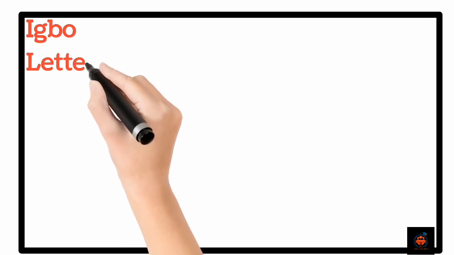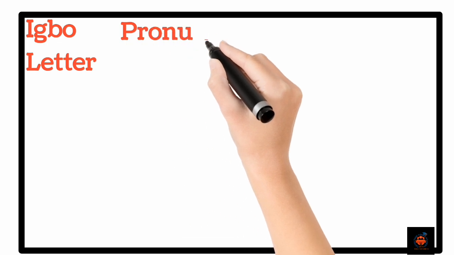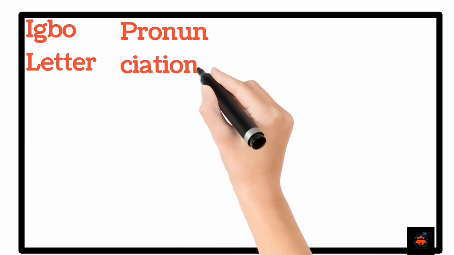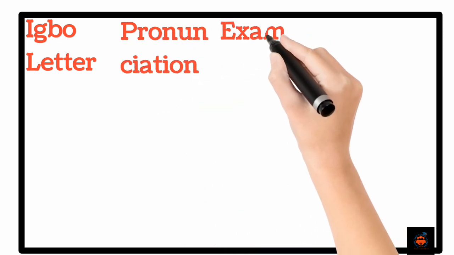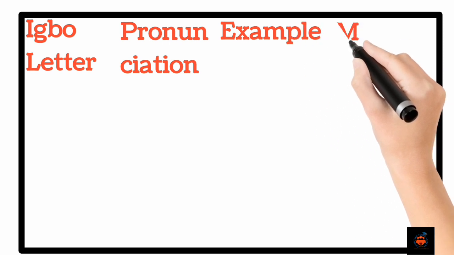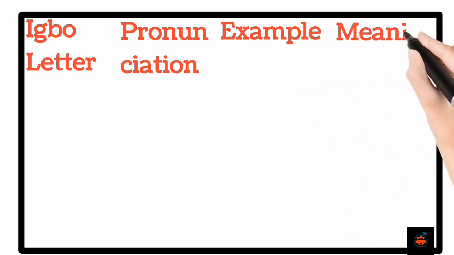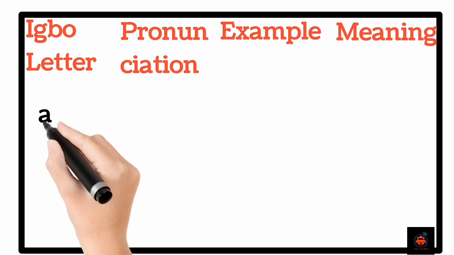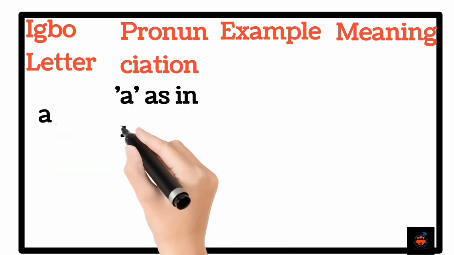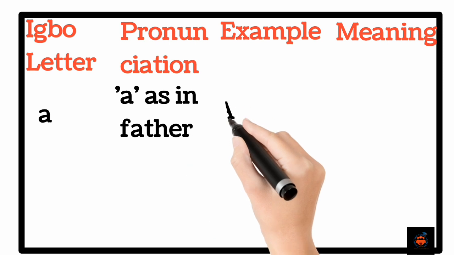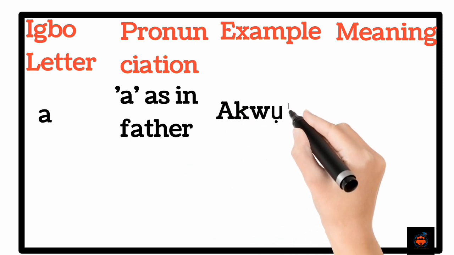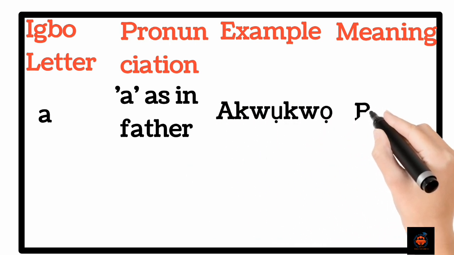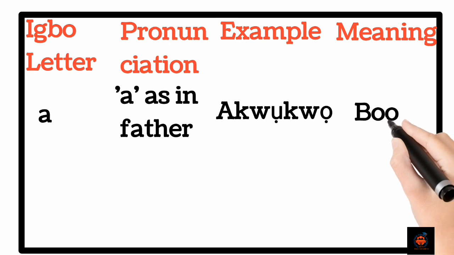Igbo letters, pronunciation, example, meaning. A as in father, akwụkwọ, book.